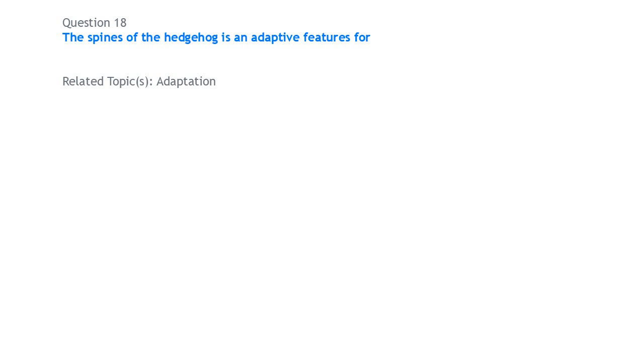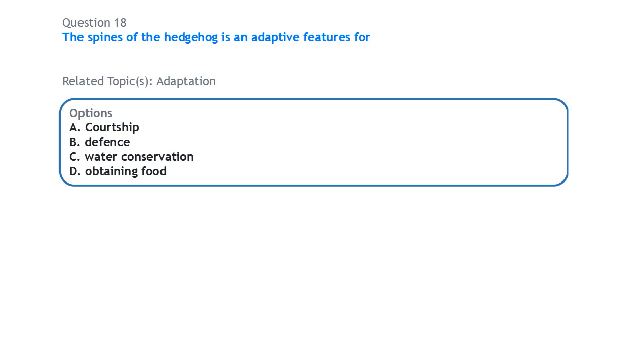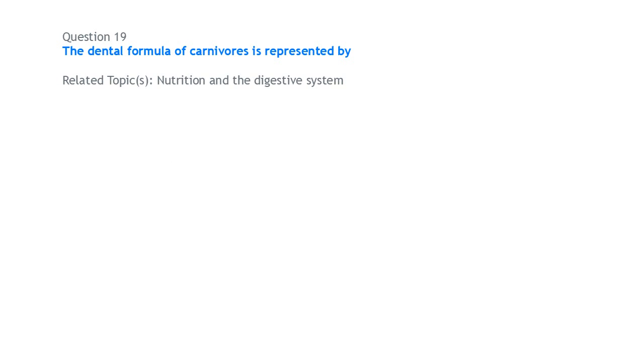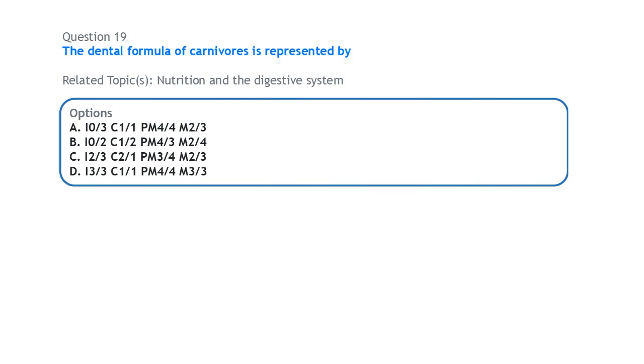Next, the spines of the hedgehog is an adaptive feature for... It is used for defense to protect it from predators. So the hedgehog is a mammal that has spines or stiff hair. What it does is, when it senses that a predator is approaching, it will wrap up into kind of like a ball or a mass, with the spines standing projected or erect, and what that does is it basically dissuades the predator from approaching.